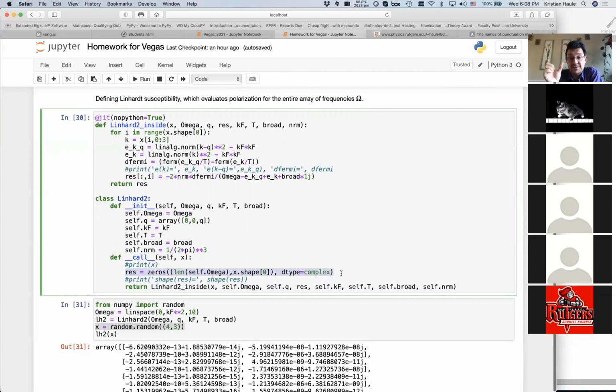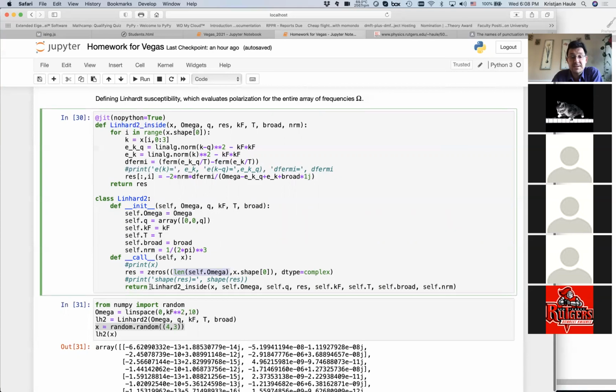So when we allocate an array for the result, we need to make sure that this is not a one-dimensional array, but a two-dimensional array of complex numbers. In particular, we're going to choose that the first dimension is the dimension for the frequency, and the second dimension is the dimension for the batch of random numbers. So once more, the only difference here is that the return value is going to be two-dimensional, with the first dimension being frequency. Okay, that's all.